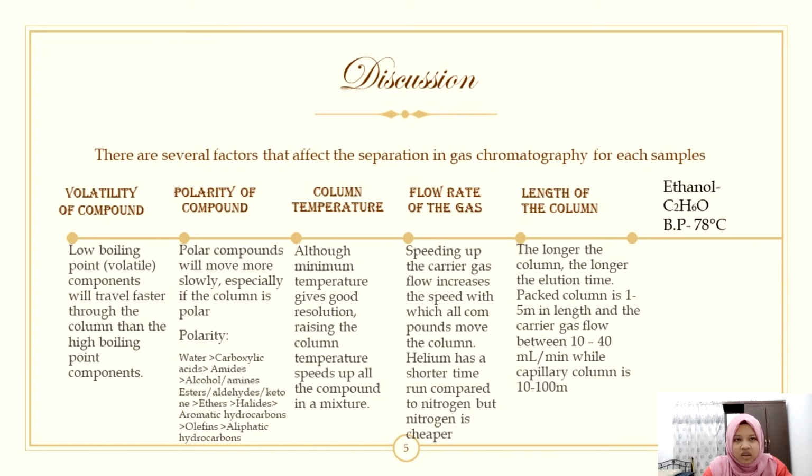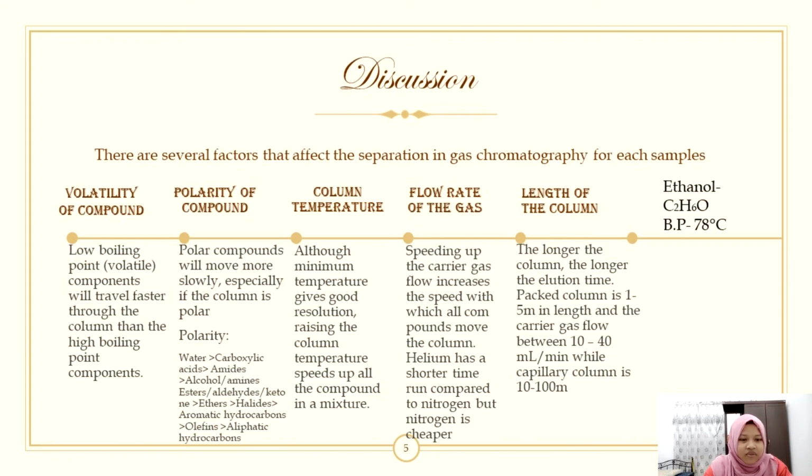So here is the polarity of the compounds, where water has the highest polarity and the lowest polarity is the aliphatic hydrocarbons. Next is column temperature. Although minimum temperature gives good resolution, raising the column temperature speeds up all the compounds in a mixture, and therefore it can affect the retention time and the elution time.